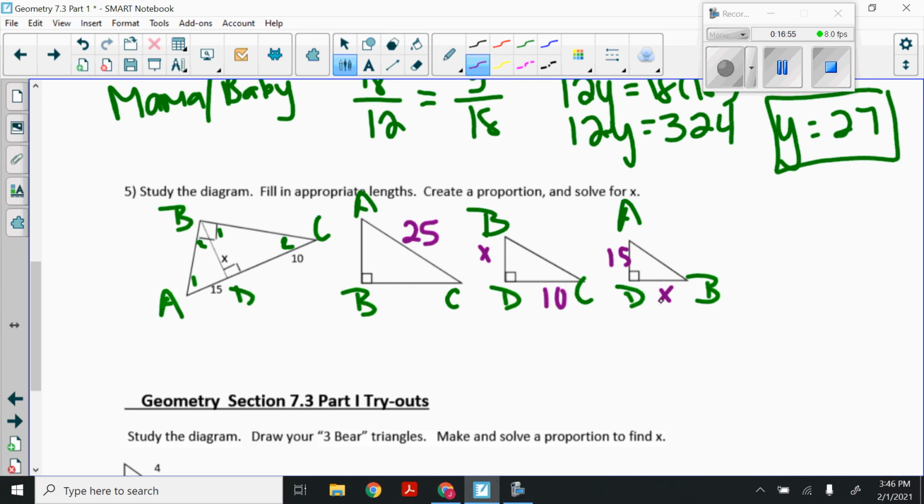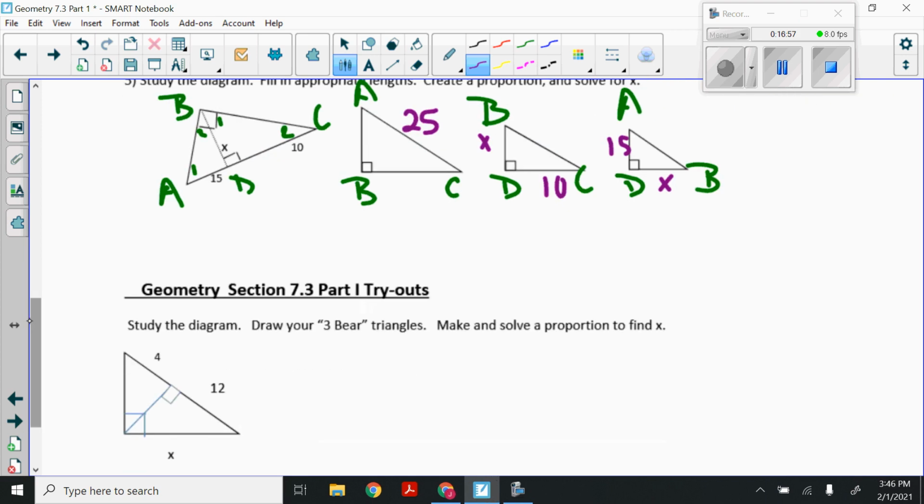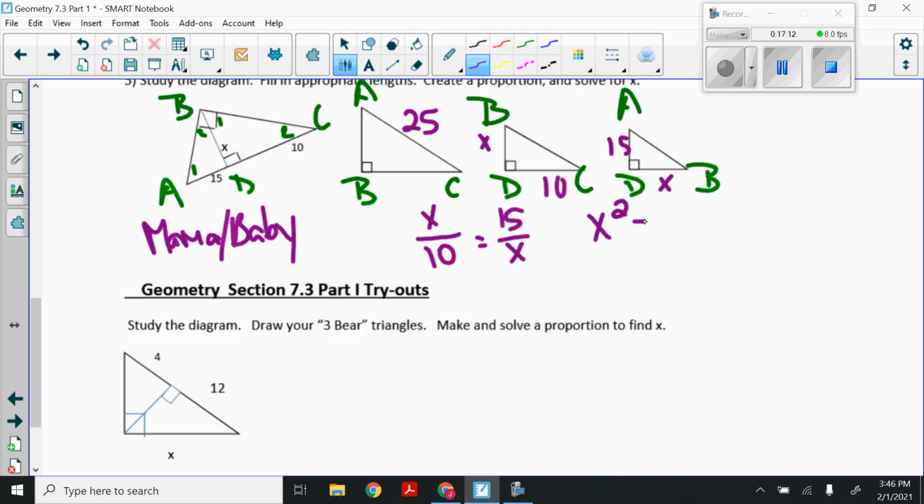So which two triangles are we using? Well, again, we're using Mama and Baby to make our proportion. So I could say X over 10 equals 15 over X. Cross multiply, so I get X times X, which is X squared, is 10 times 15. X squared equals 150. Take the square root.